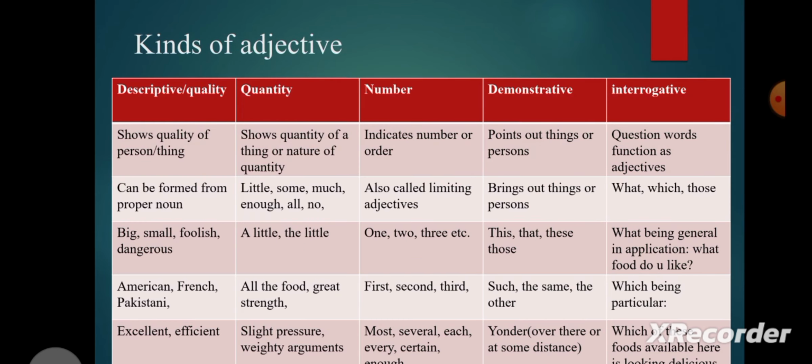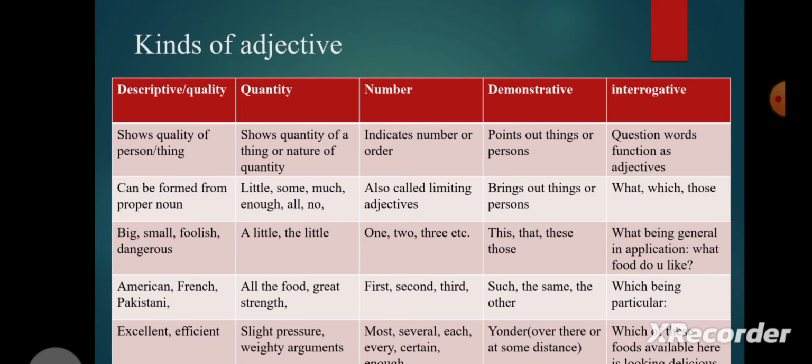There are kinds of adjective. The first kind is descriptive adjective or adjectives of quality. Adjectives of quality show the quality of a person or thing, and these can be formed from proper nouns too. And these adjectives are like big, small, wise, foolish, philosophical, dangerous, peaceful.